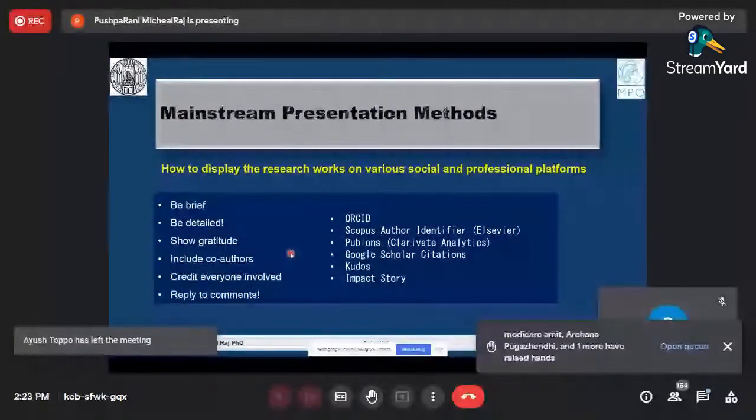So try to credit everyone and go on with your ORCID registrations. Have your Google Scholar citations involved. So try to have your impact in all social media as much as possible.